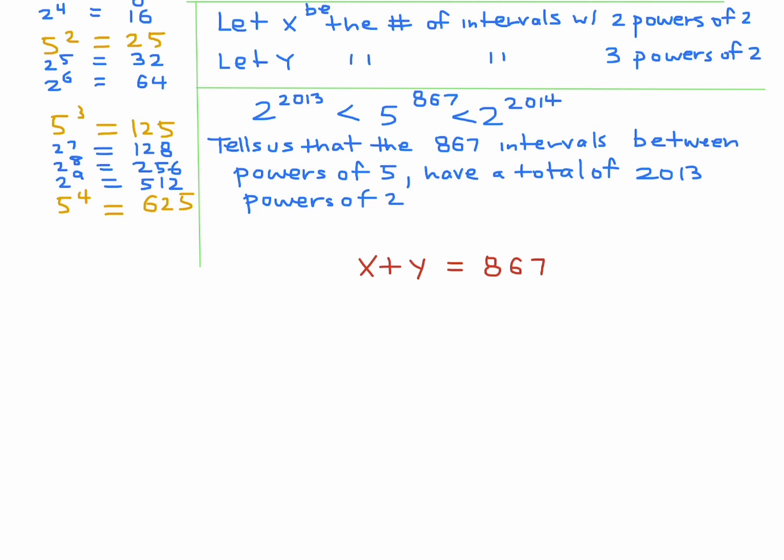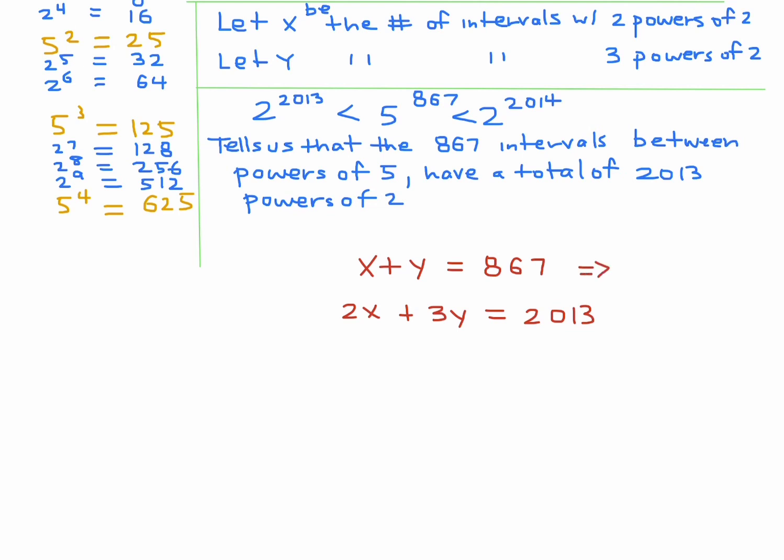That's the number of intervals. And then, if you take x and multiply by 2, and then you take y and multiply by 3, that's going to give you the number of powers of 2, right? Because when you add them up, it essentially is the powers of 2 that you're adding up. And that is equal to 2013. So if you can understand up until here, you're all set. Because at this point, you just have to solve this basic system of equations, 2 variables, 2 equations.